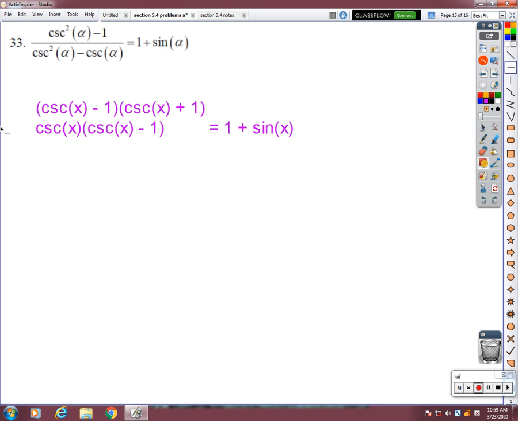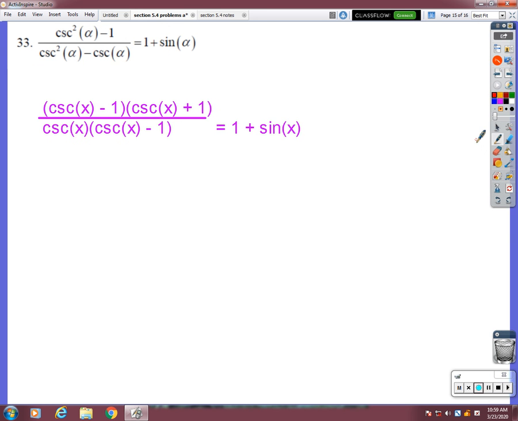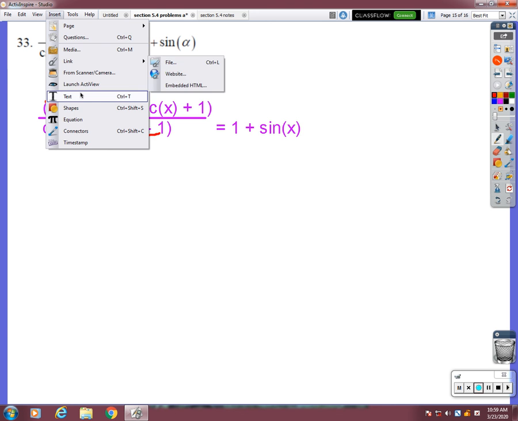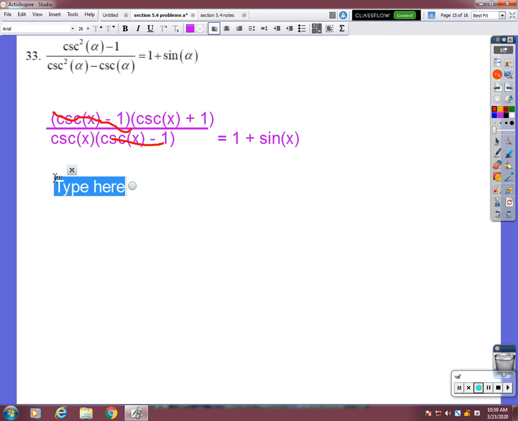And now we have one fraction. Okay, so cosecant of x minus 1 and cosecant of x minus 1 cancel. So that's a pretty good start. That has simplified things a lot. And then now what I'm going to do is take what's left and continue that strategy of writing everything in terms of sine and cosine. So cosecant of x becomes 1 over sine of x.